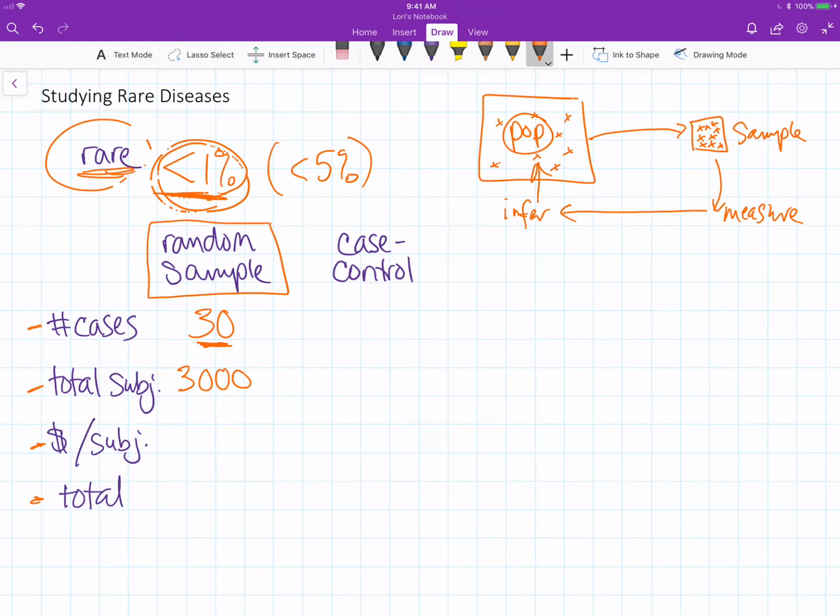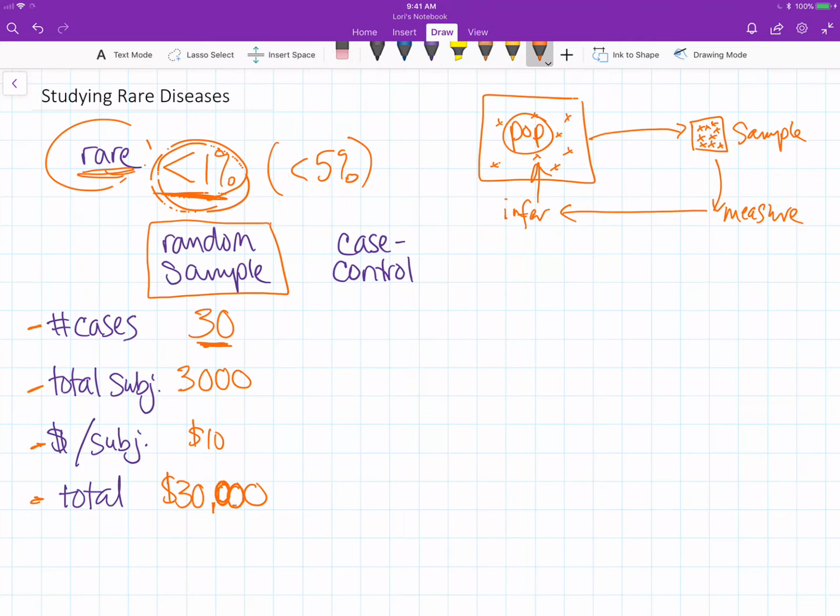The rest of them would not be cases. They would not have whatever this rare disease is that I'm studying. And then let's imagine that it costs me $10 per person. I'm just making these numbers up. Some studies cost a lot more than that. There are theoretically some studies that may cost less, but let's just put a dollar amount on it. So my total cost is $30,000. See, even my pen is dying based on that number. That's just a lot of money.